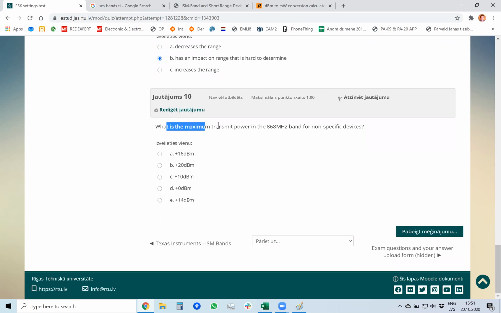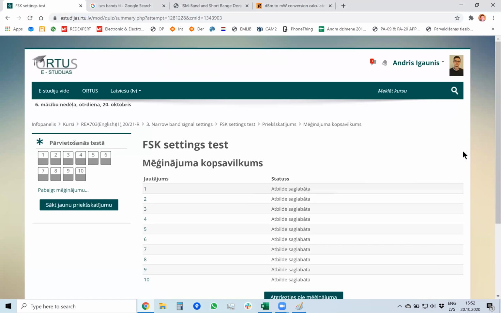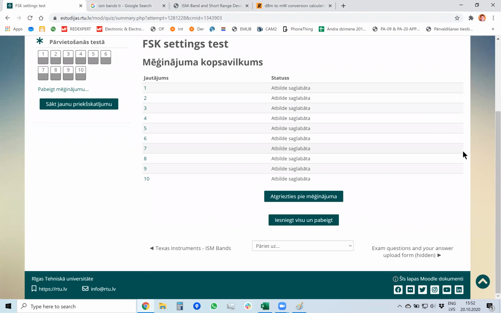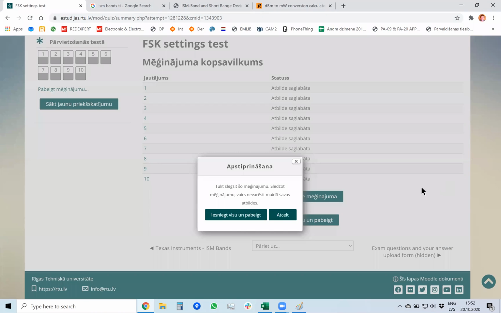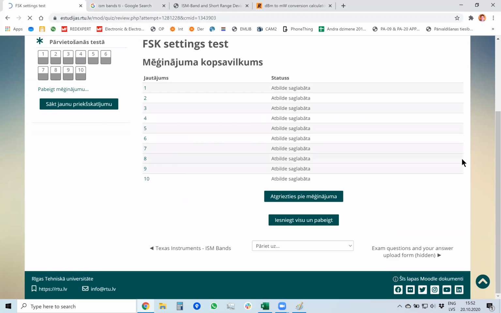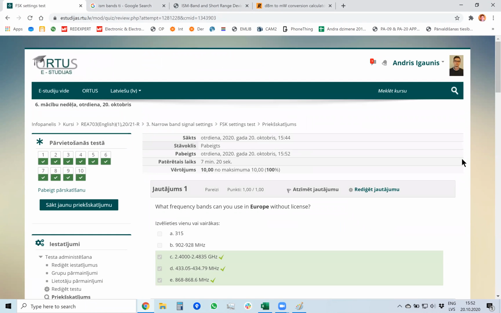Next is, what is the maximum transmit power in the 868 megahertz band for non-specific devices? Oh, and this is in dBm, so it's plus 14 dBm. You go to this document, it was actually written there. So let's check out how many answers to my test I got incorrect. You know, if I make mistakes here, it means you also could make mistakes. So, oh, no mistakes, 100%.